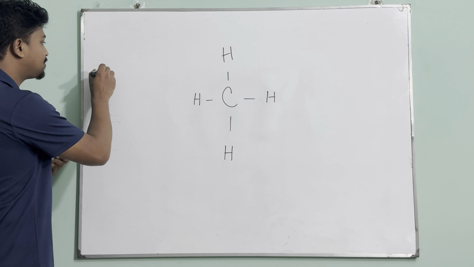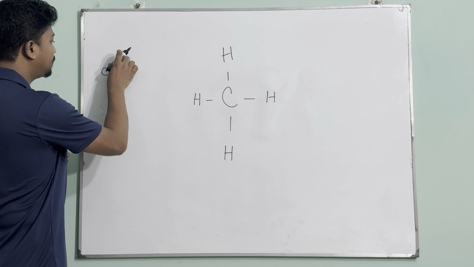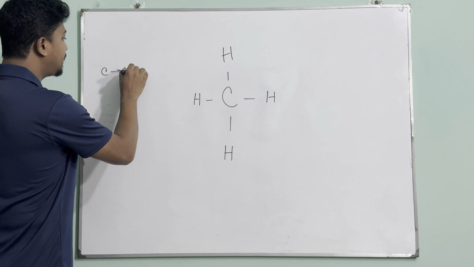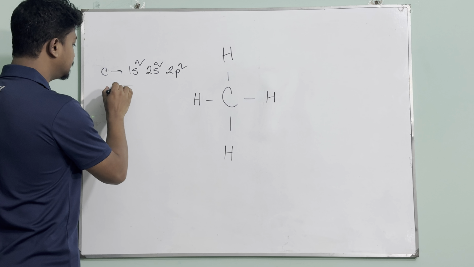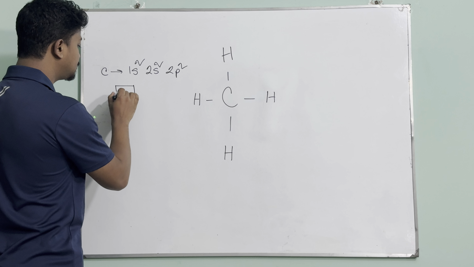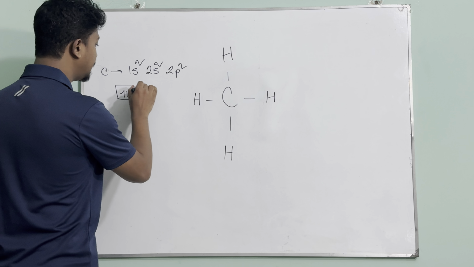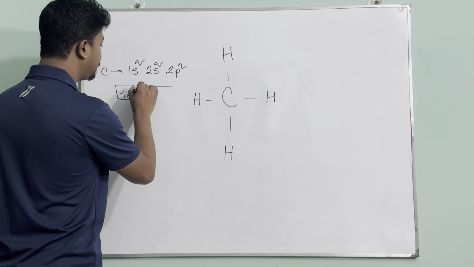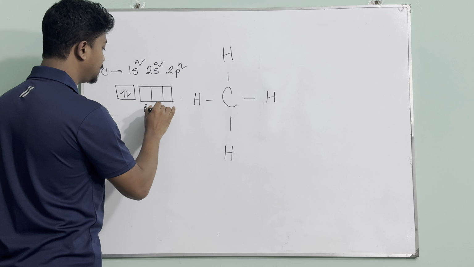First of all, let's write the electronic configuration of carbon in ground state. We know that the configuration is 1s2, 2s2 and 2p2, right? If I show you the orbitals here, for the s orbitals we have 2 electrons there, and for the p orbitals we have electrons in px and py. Let's say this is px and this is py.